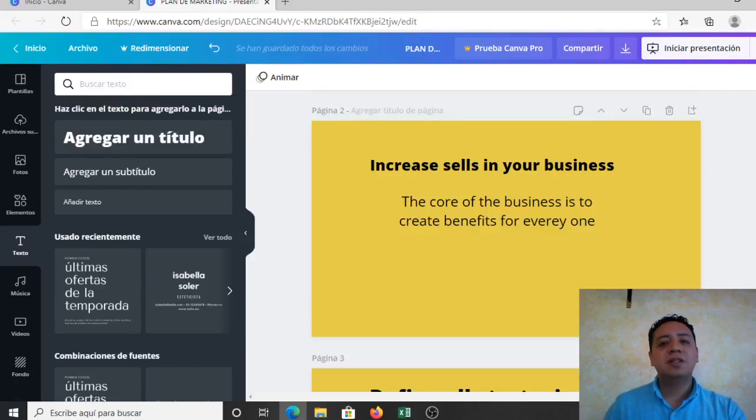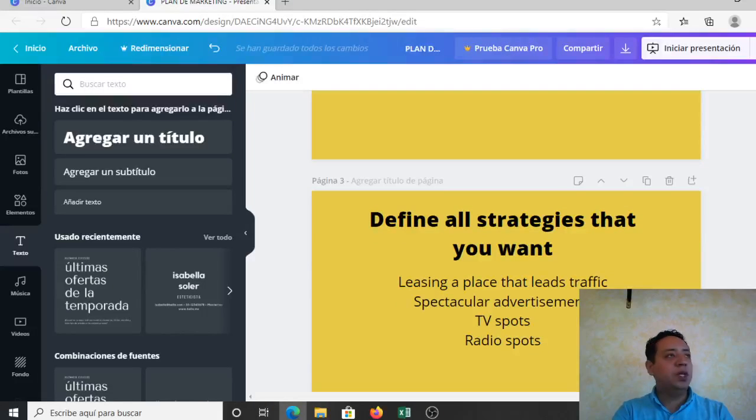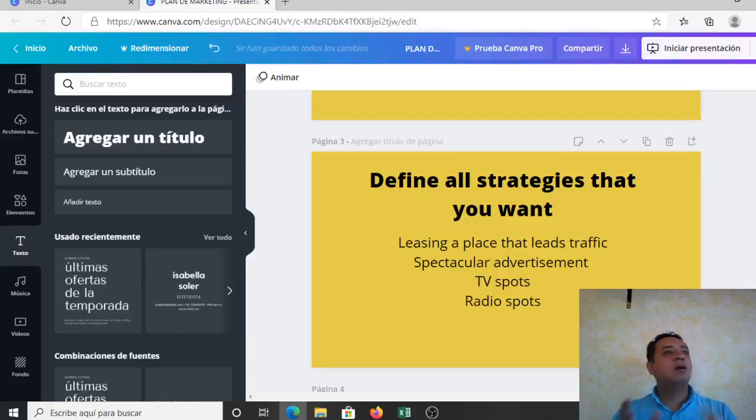As I mentioned, the core of the business is to create benefits for everyone: for your employees, for you, and for the people from whom you purchase all the supplies that you need for your business. So what is the marketing plan? Well, as I said, you have to sell everything that you have in your store or in your business.